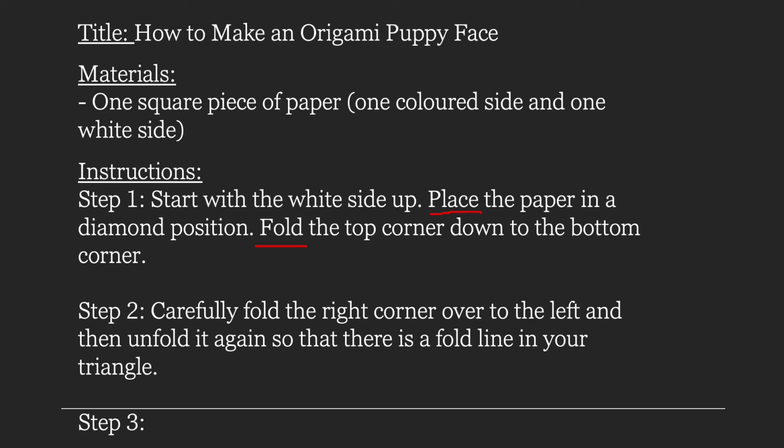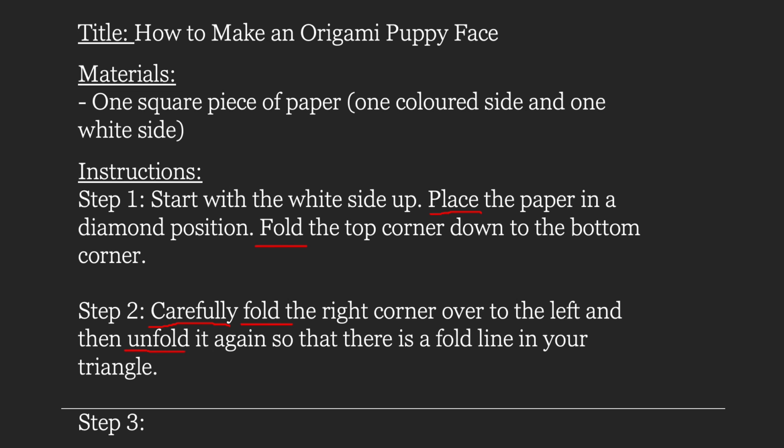Step 2, carefully fold the right corner over to the left and then unfold it again so that there is a fold line in your triangle. So I need to write these instructions that match the picture. And this is where I've included an adverb which describes the action. So if you look at step 2, I said carefully fold. So that's where I'm describing the action of folding. So carefully is the adverb. Fold is the verb. So I've also written unfold because that's the next action to do.